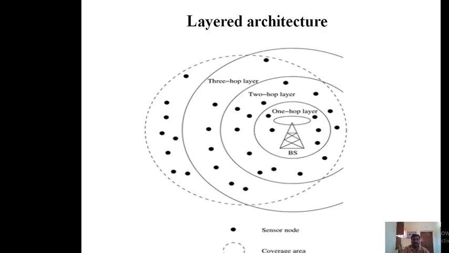Now what is meant by layered architecture? Layered architecture may look like this format. In this architecture, the base station is placed at a center point and all the other sensor nodes are arranged in layers. Just as we see in the diagram, the layered architecture is represented in this format.